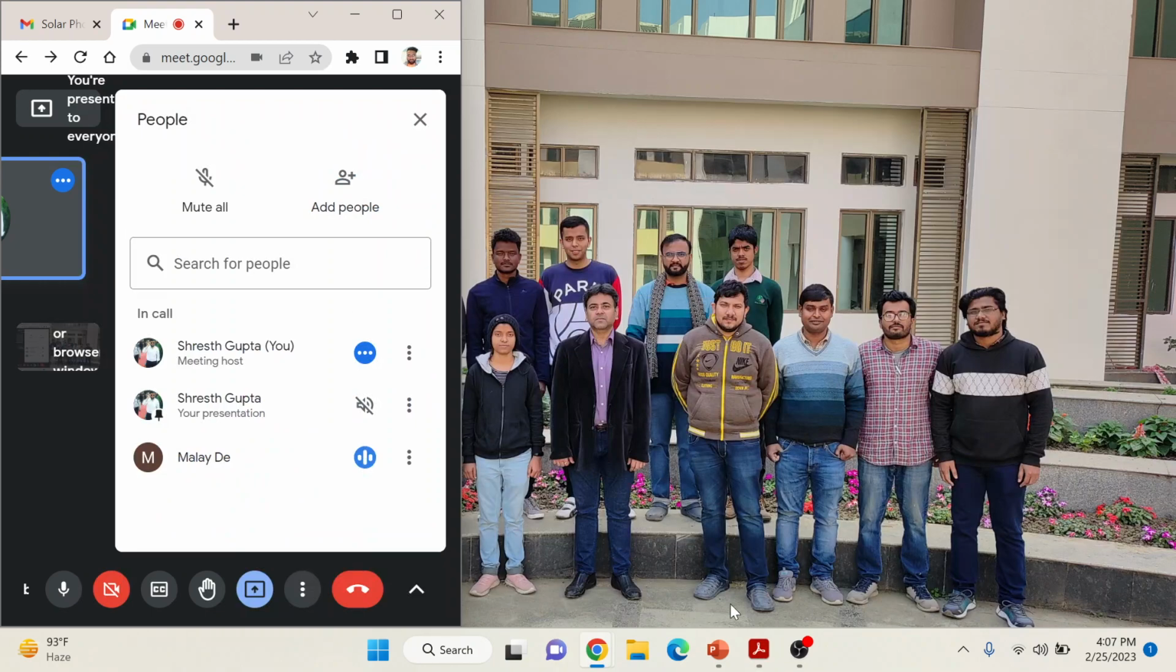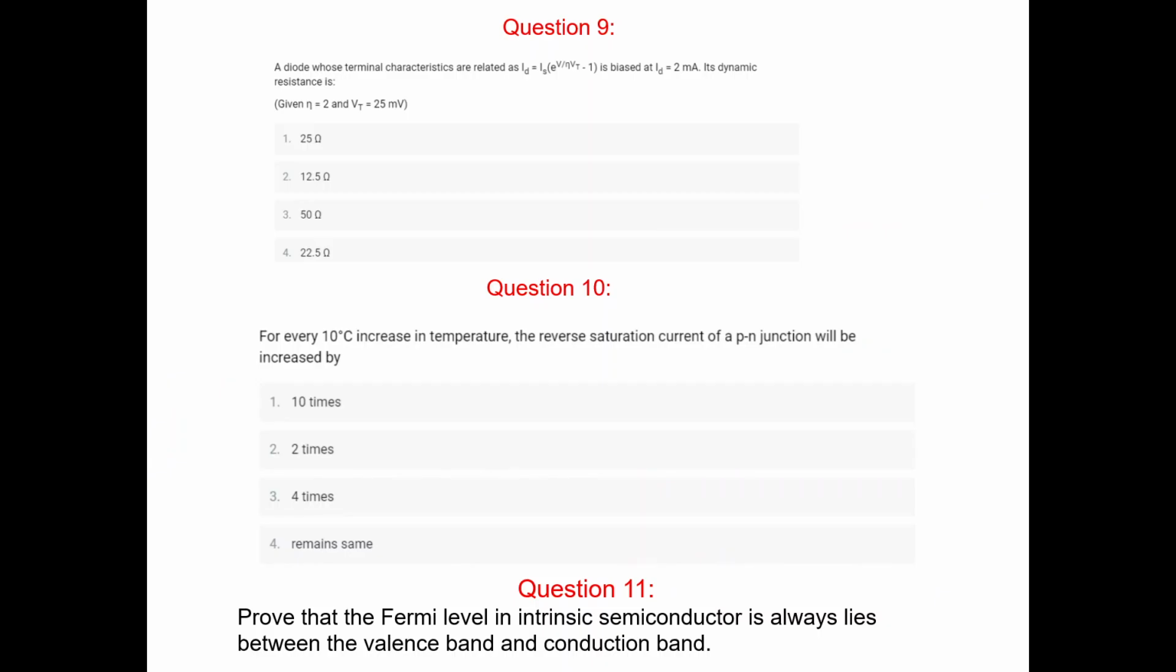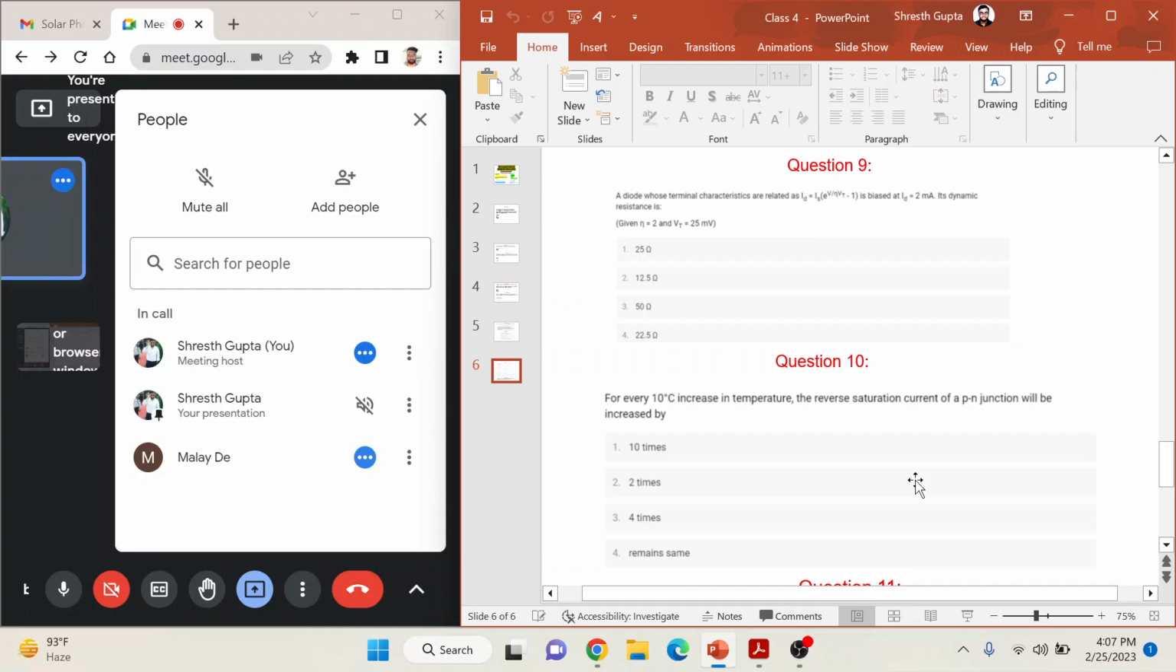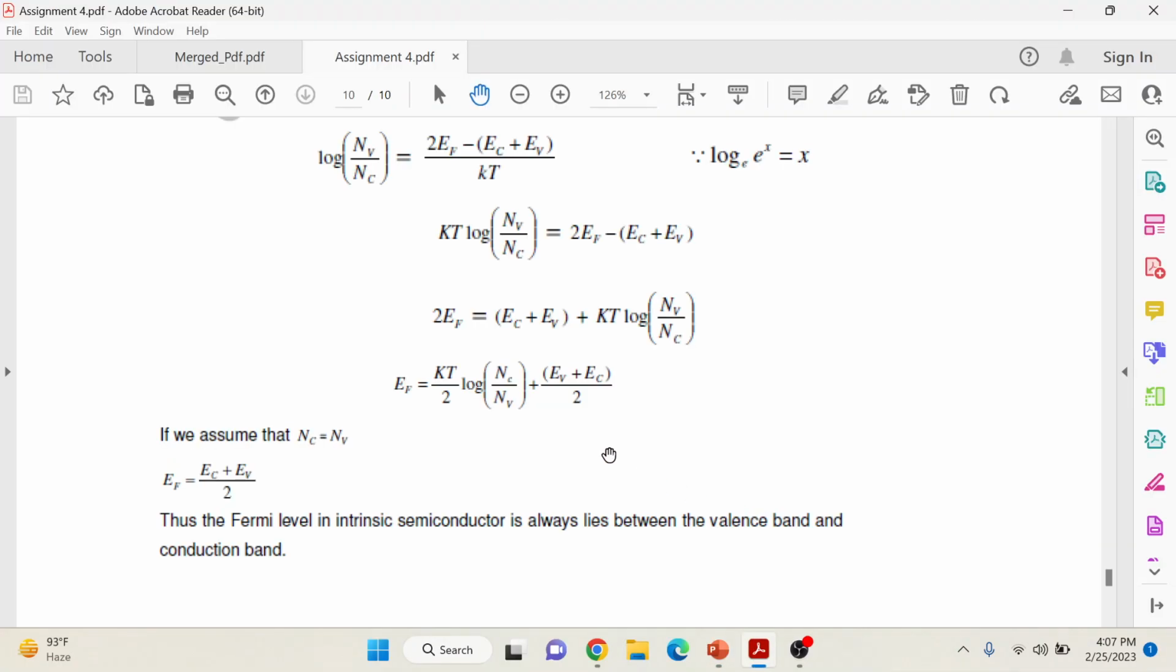Sir, is the same formula used for n-type or p-type semiconductors? No, those are extrinsic semiconductors, N type and P type. Extrinsic, yes. There this Nc and Nv are different, right? Different. Yes, that is why they are not cancelled out. Here it cancels out only in the intrinsic case, because Nc and Nv are the same.